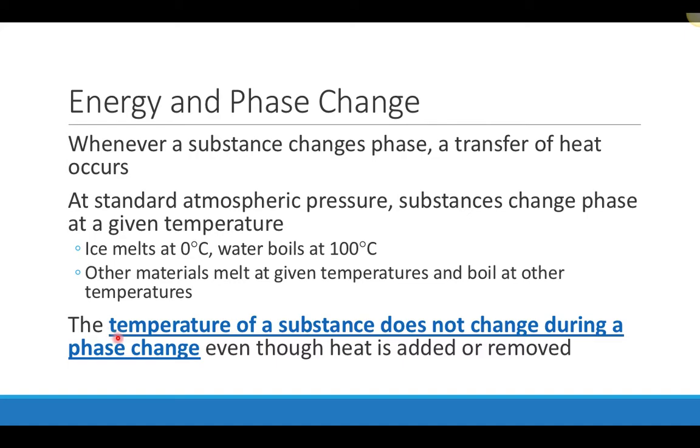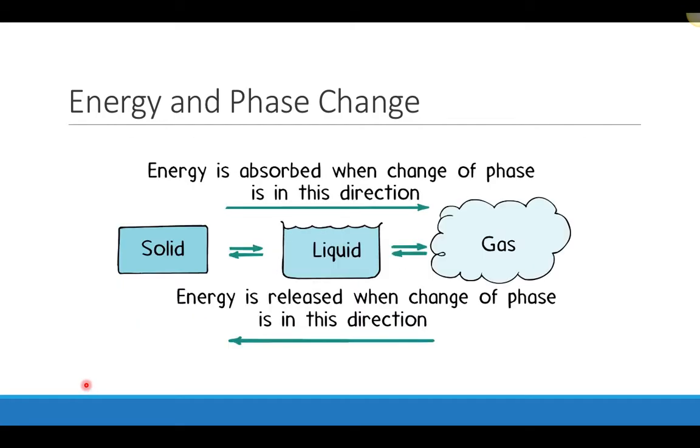But the big thing, and I have this underlined because it's really important, is that the temperature of a substance does not change during a phase change, even though heat is added or removed. So in the picture that I had of the boiling water, heat was being added to the boiling water, but in the process, the water molecules were turning into a gas, and so it was losing that same amount of energy, and the temperature of the water was staying at 100 degrees Celsius.